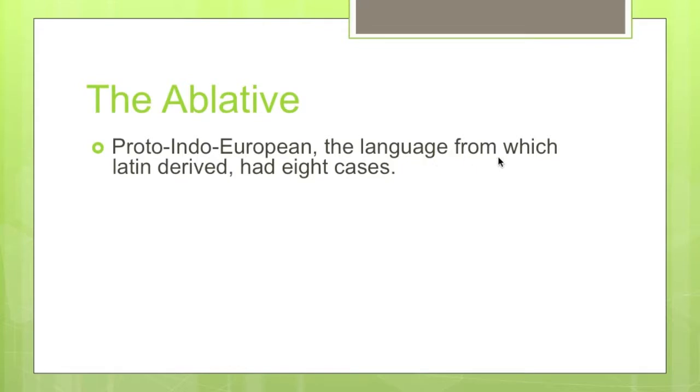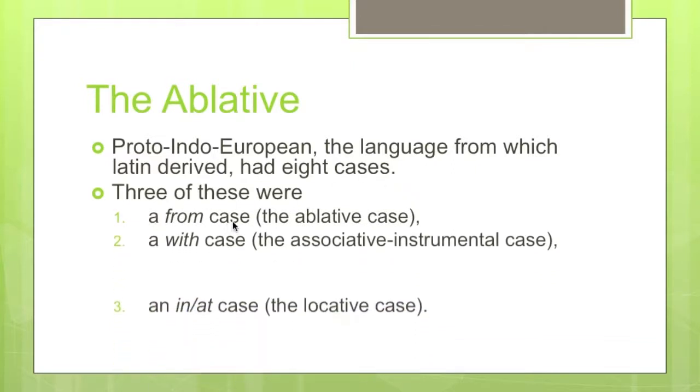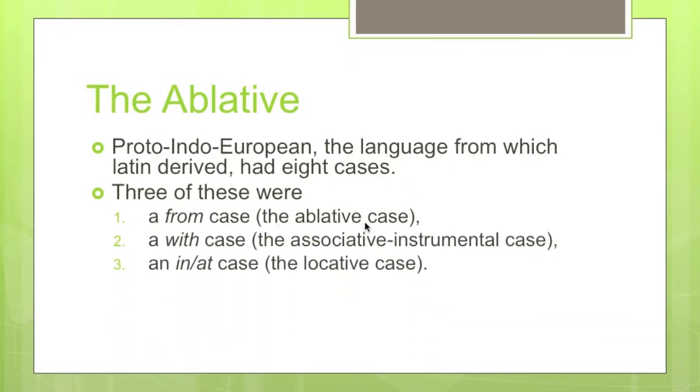Proto-Indo-European, the language from which Latin derived, had 8 cases. 3 of these were a from case, technically called the ablative case, a with case, technically called the associative instrumental case, and an in or at case, technically called the locative case.